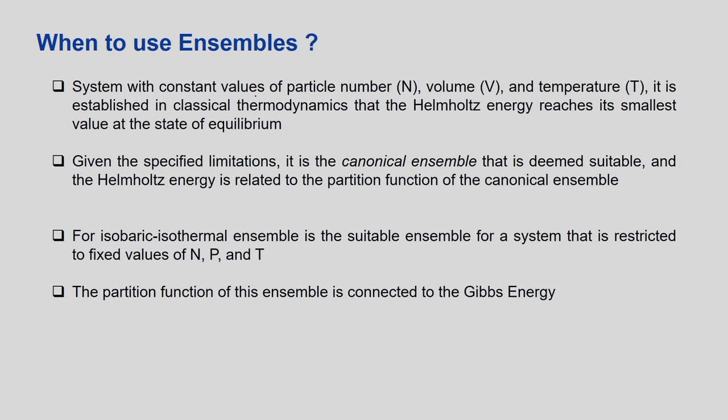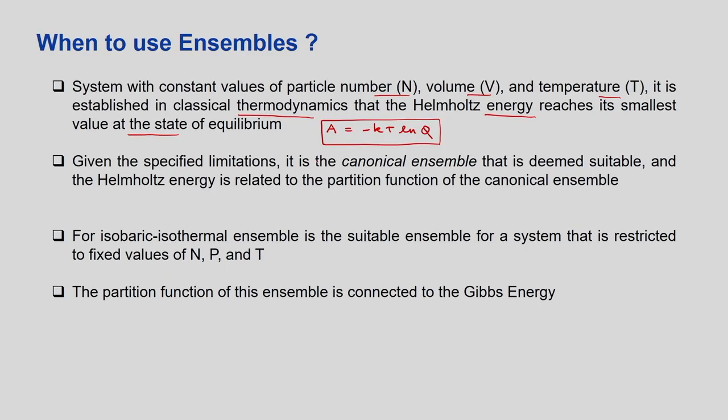Likewise, for a system with a constant value of particle number, volume and temperature, it is established in classical thermodynamics that the Helmholtz energy reaches its minimum value. We already know that A equals minus kT ln Q. So for a state having constant number of molecules, volume and temperature, the Helmholtz free function is the minimum, and this expression holds true. Given the specified limitation, it is the canonical ensemble that is deemed suitable. So if you want to work with any system having NVT, you have to use the canonical ensemble, because the Helmholtz energy is related to the partition function of the canonical ensemble.